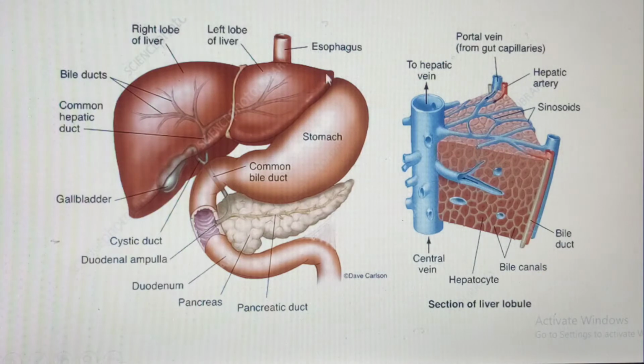Then from the left, including the various accessory lobes we mentioned, including the quadrate lobe, they will be bringing the bile through what we call the left hepatic bile duct. Eventually the right and the left will converge to form what we call the common hepatic duct. And then from the common hepatic duct, the bile, controlled by some sphincters over here, will get into what we call the cystic duct, eventually taking the bile into the gallbladder.